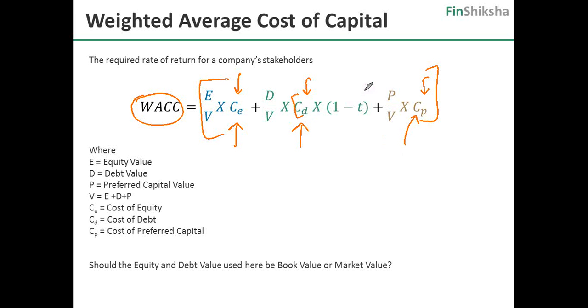The cost of debt, remember, debt gives a tax break. So if the interest cost is 10%, you save the taxation on it. So the post-tax cost of debt becomes 10% into 1 minus T. Fine, so that's what comes out.